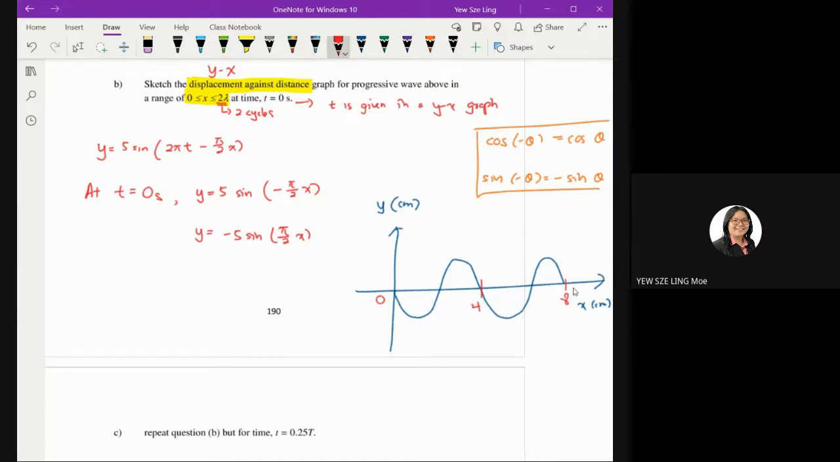Okay, label at lambda and 2 lambda, the positions. This is the things that you need to include in your graph. And then amplitude is 5, and here is negative 5. Okay, here is negative 5.